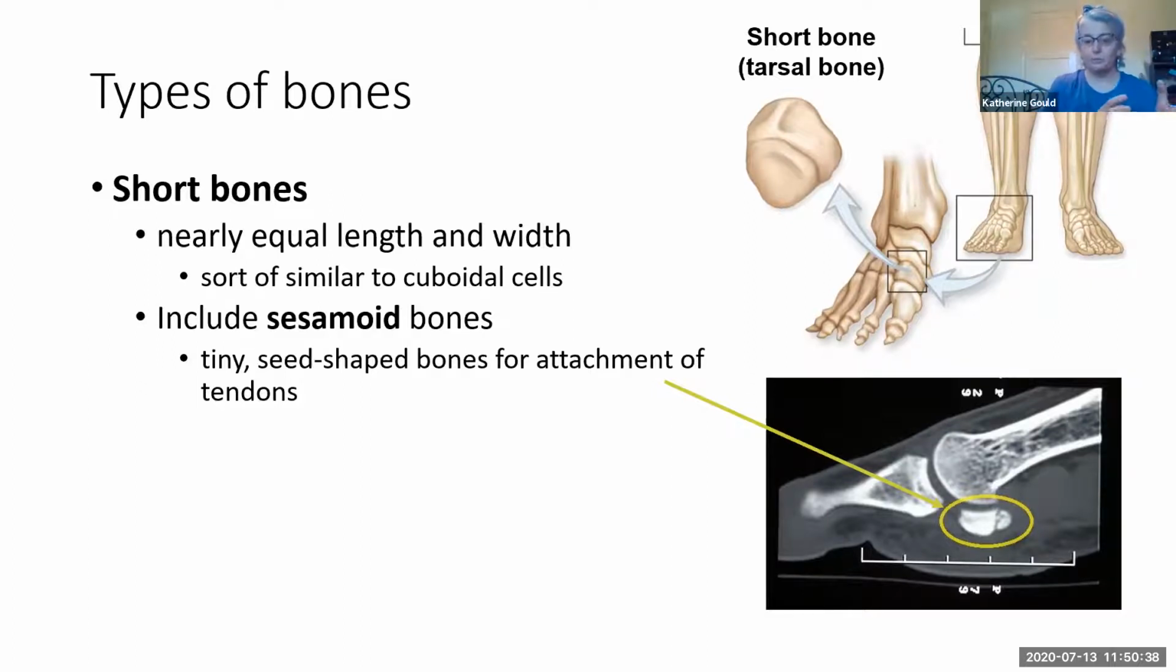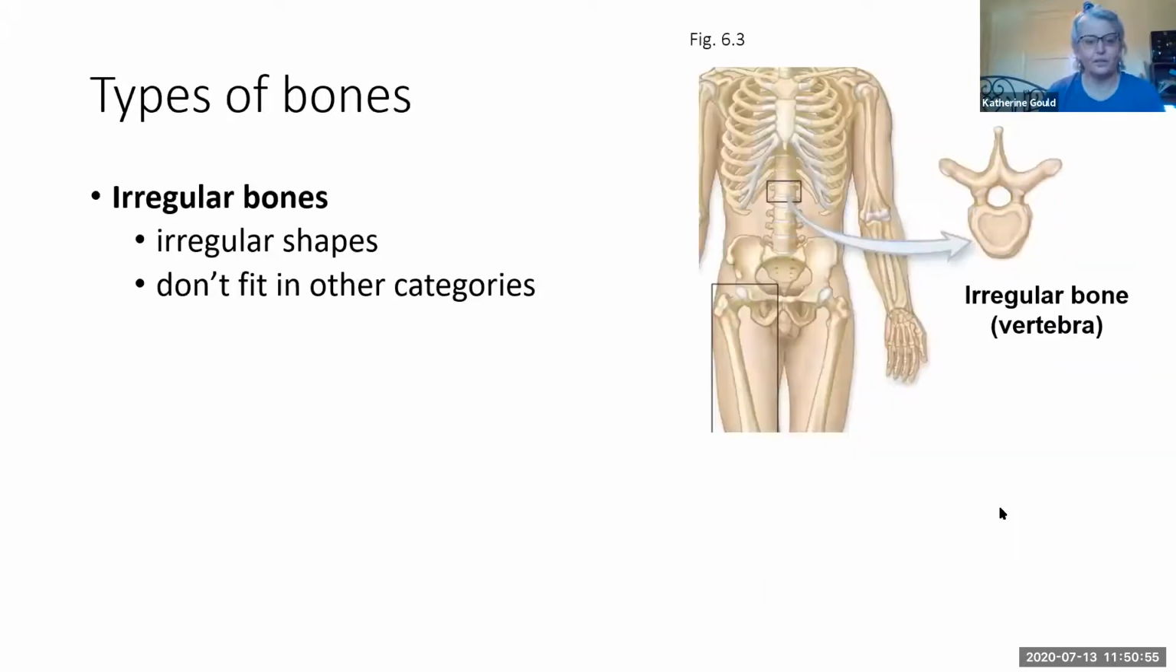Okay? So the sesamoid bones are short bones, and all the short bones are kind of squarish. Okay? They're the cuboidal cells of the skeleton. They're not long, they're not flat, they're sort of squarish. Now, irregular bones don't fit in some other category. So the vertebrae with this wackadoodle shape, those are irregular, okay?